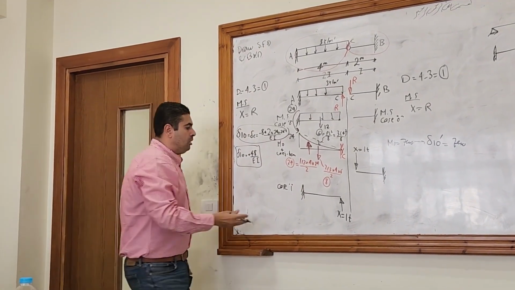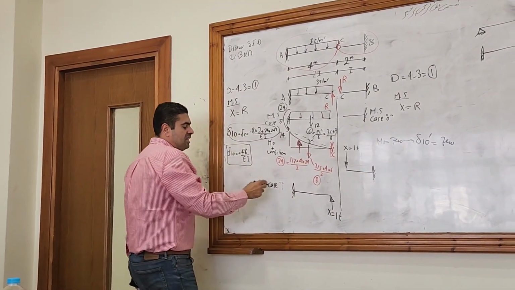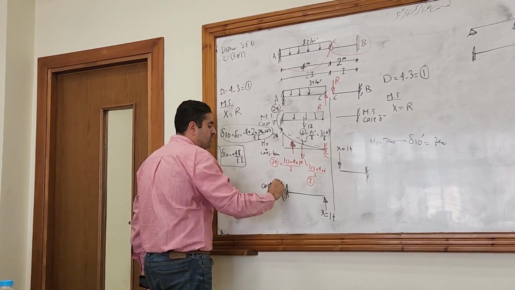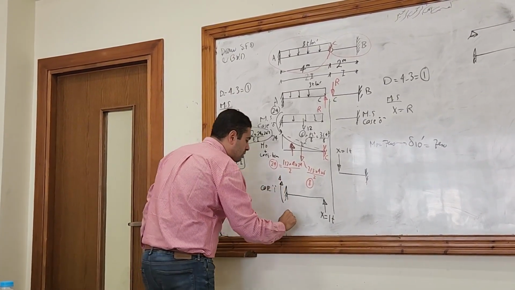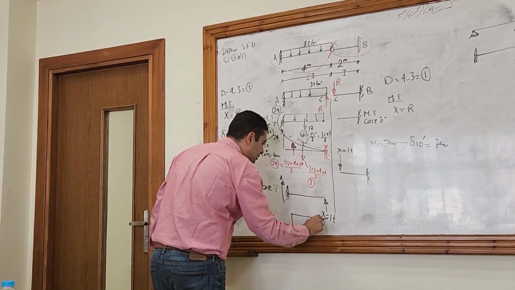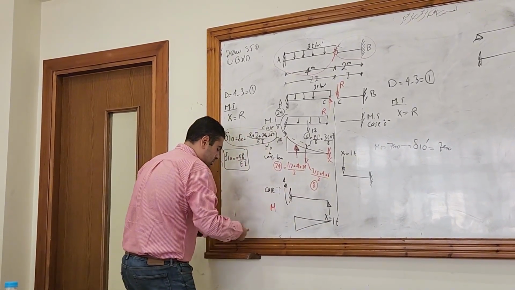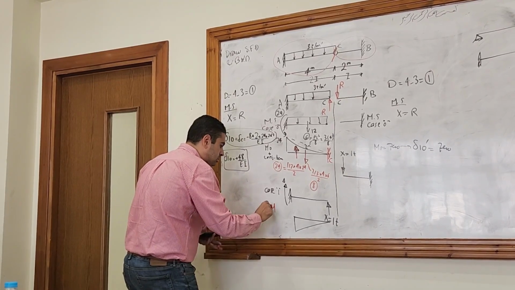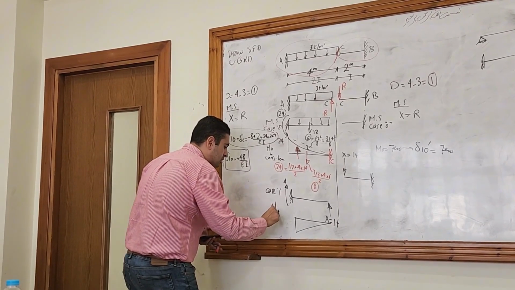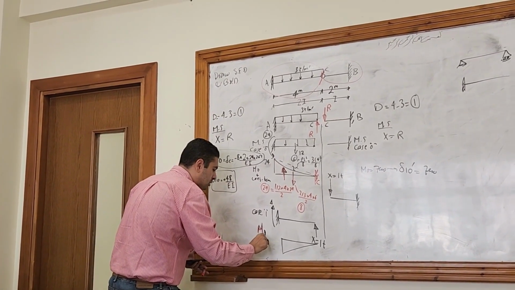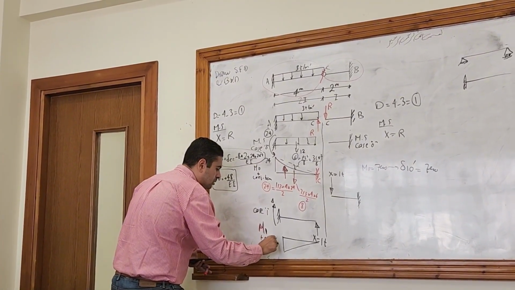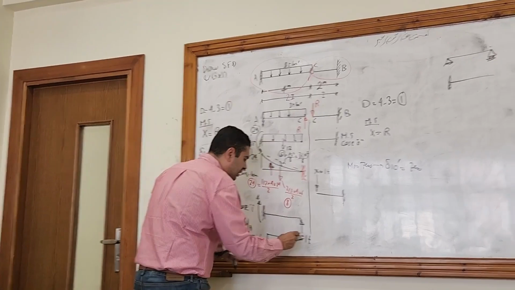Okay? Okay, for the left hand side, let's draw the moment. So 1 times 4 is 4. So the moment will be 4 and 0. This is M1 plus conjugate beam which will be free fixed.